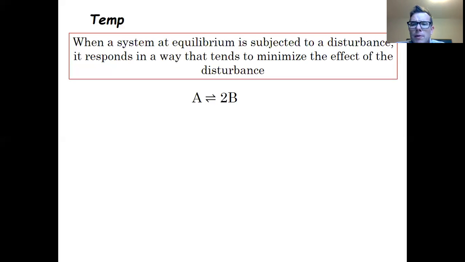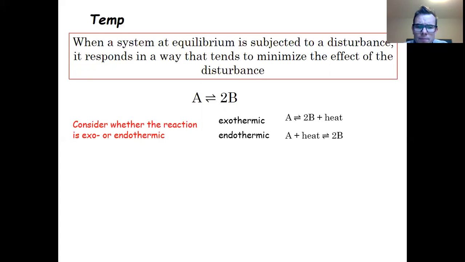Okay? How do systems respond to changes in temperature? And again, the general idea is Le Chatelier's principle. When a system is at equilibrium and subjected to a disturbance, it responds in a way that tends to minimize the effect of the disturbance. Well, as we just write a chemical reaction, how temperature relates to this isn't exactly clear.